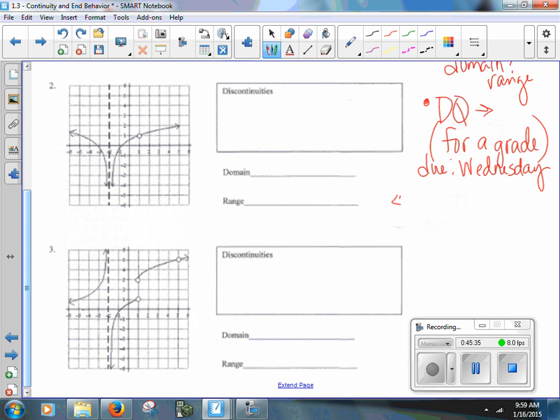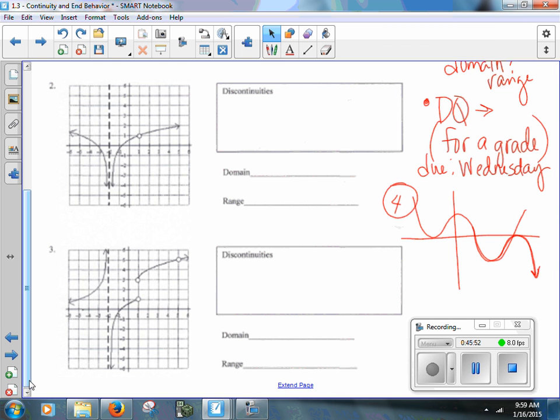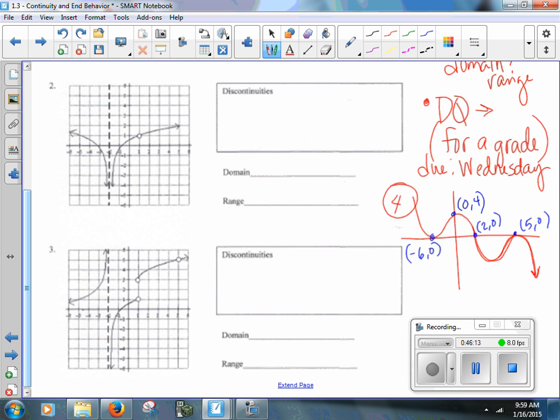But look at number 4 real quickly. The picture ought to look like this. It's going to look something like that. You may need to draw in the X and the Y axes because you can't really see it on some of them. Some of them you can't, like this one I can see it. But this is the -6, 0. This is your 0, 4. This is your 2, 0. And this is your 5, 0. I might draw in the X and Y axis just so I can see it.